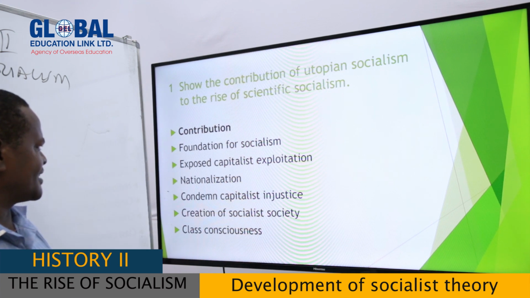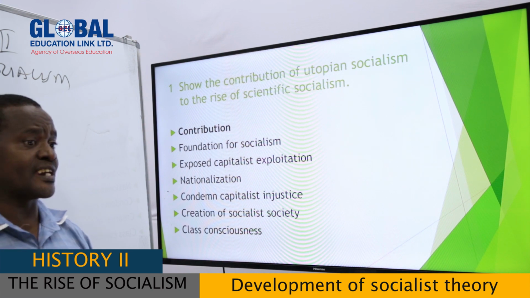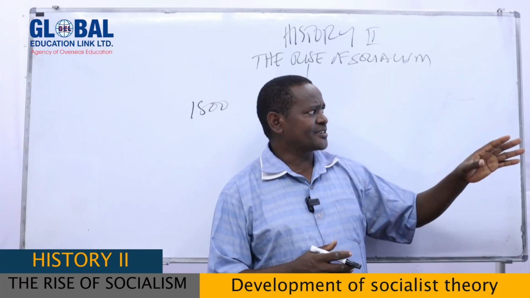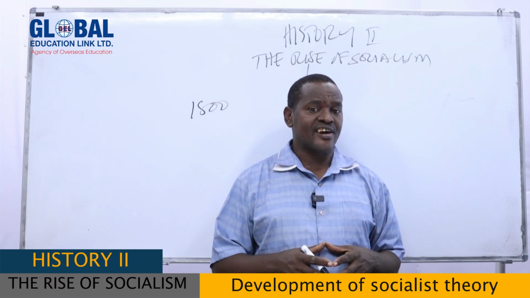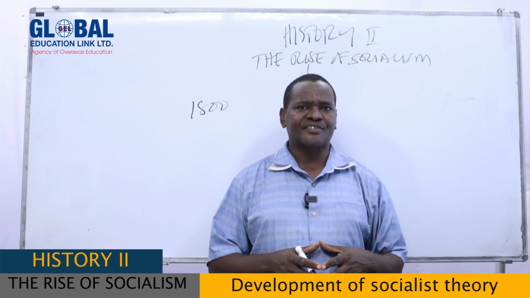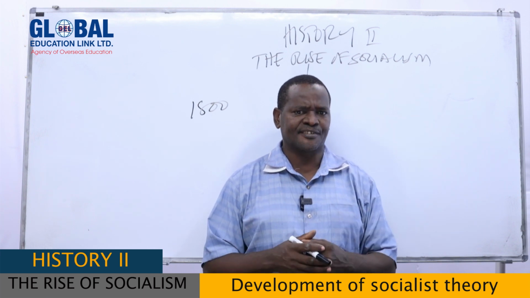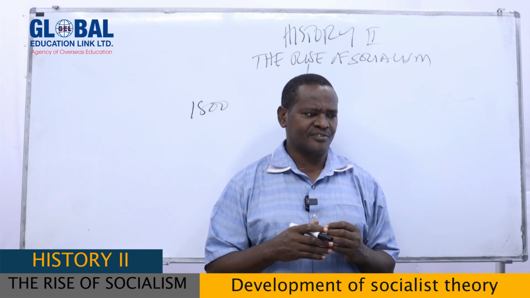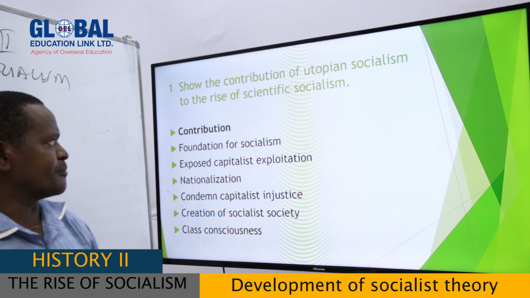The second contribution, my dear students, is that it exposed the capitalistic exploitation. Remember, these are the people who discovered that the capitalistic system is exploitative in nature. And so, as you can see, scientific socialists like Karl Marx and Friedrich Engels, in their writings, are always referring to this system as an exploitative system, a system which has to be overthrown. But ask yourself, my dear students, where did they get this idea that the capitalist system is exploitative? In fact, they got this idea, of course, from the utopian socialists.